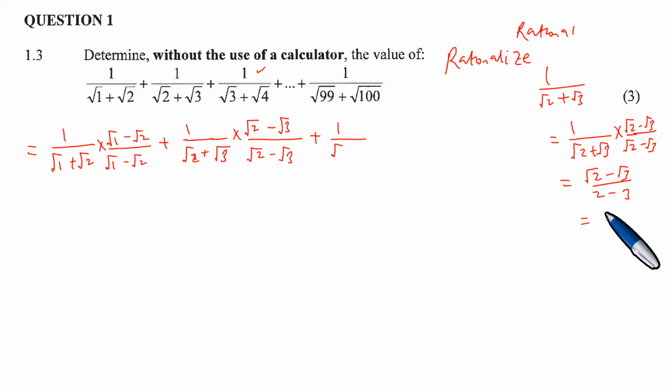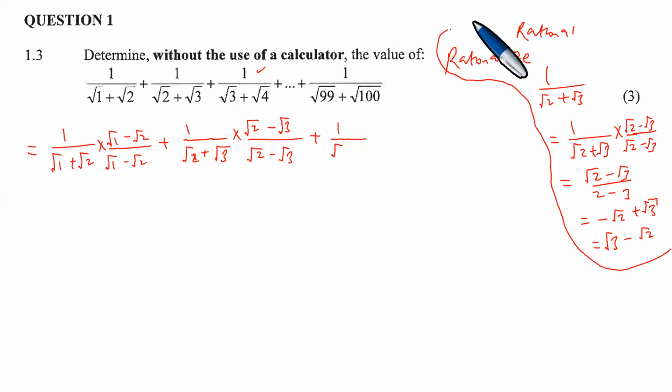2 minus 3 is minus 1, meaning you divide by minus 1, and therefore the square root of 2 is going to be negative and the square root of 3 is going to be positive. So that becomes the answer. But the answer can be written as the square root of 3 minus the square root of 2, starting with the positive number. We have rationalized, and it's very clear. So we're excited, because we know how to rationalize.